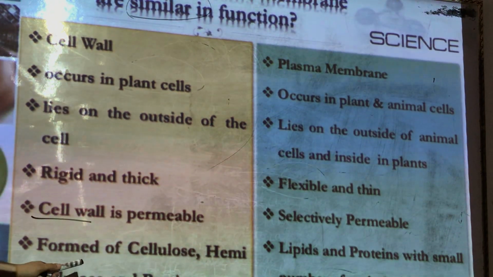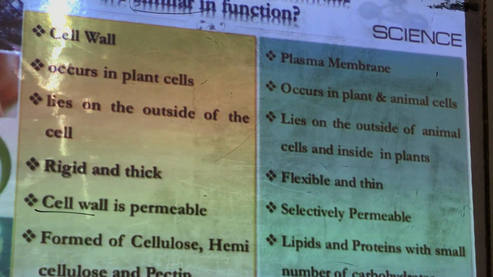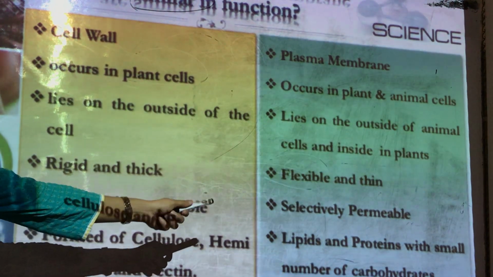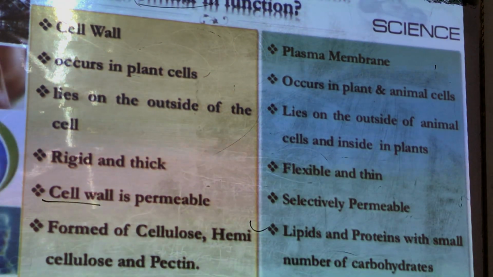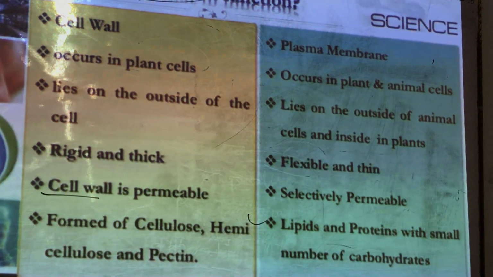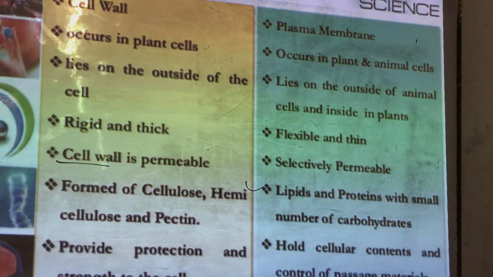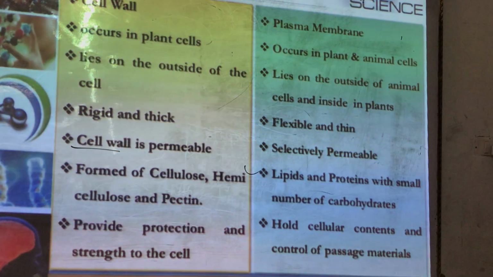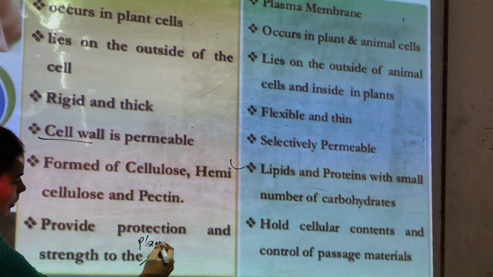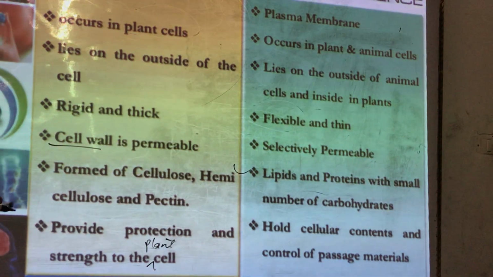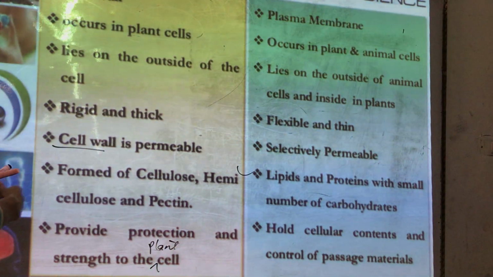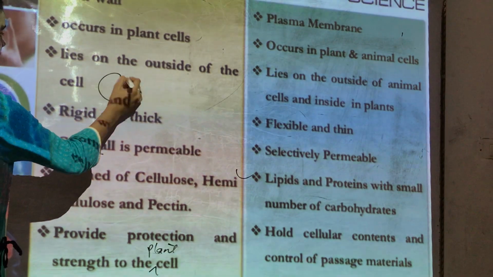The cell wall is made up of cellulose, hemicellulose and pectin. The plasma membrane is made up of lipids and proteins. We have already discussed that the plasma membrane is made up of lipids and proteins. The cell wall provides protection and strength to the plant cell. The plasma membrane holds the cellular content and controls the passage of material. So it generally holds the content inside the cell.